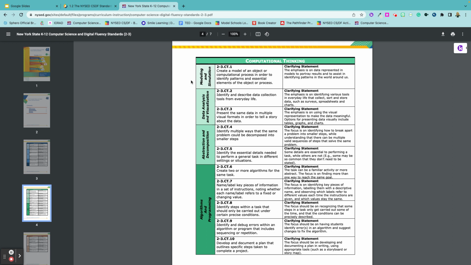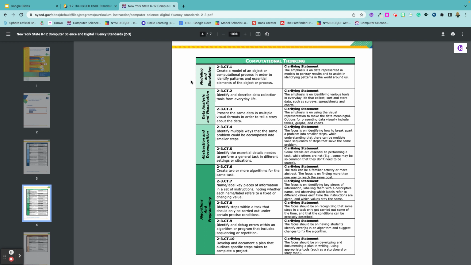The first one is modeling and simulation. Here we're looking to create a model of an object or computational process in order to identify patterns and essential elements of the object or process. The emphasis really is on data represented in a model to portray results and to assist in identifying patterns in the world around us, which is definitely something we do in grades 2nd and 3rd. We think about patterns. And then we're going to move on to data analysis and visualization.